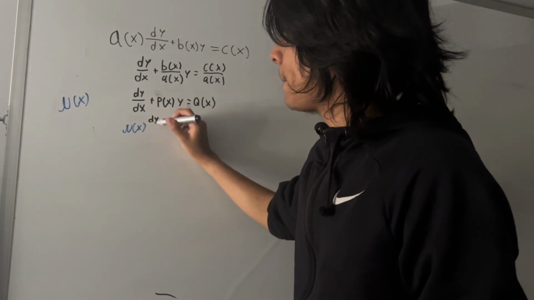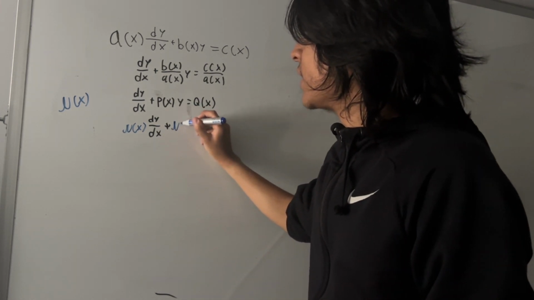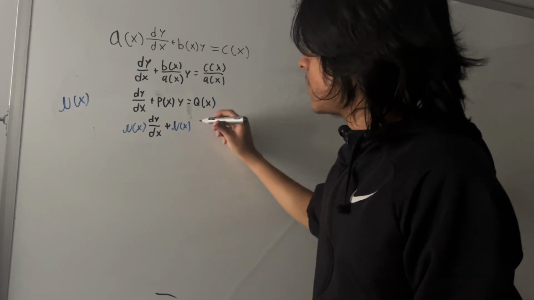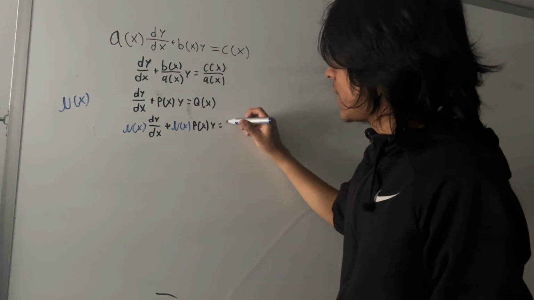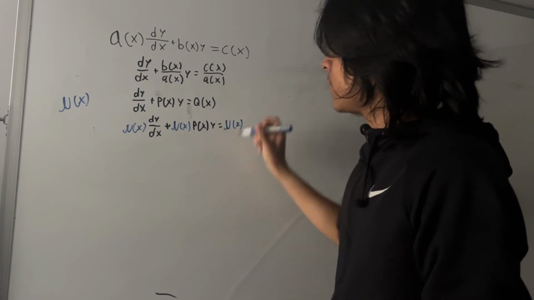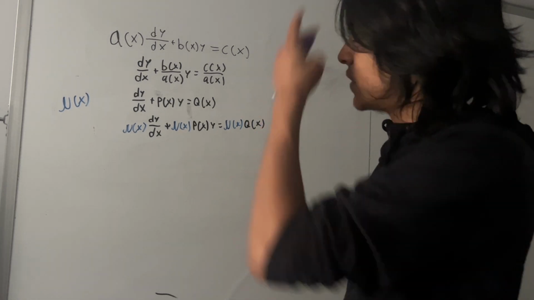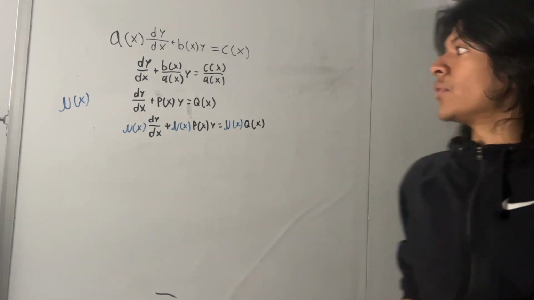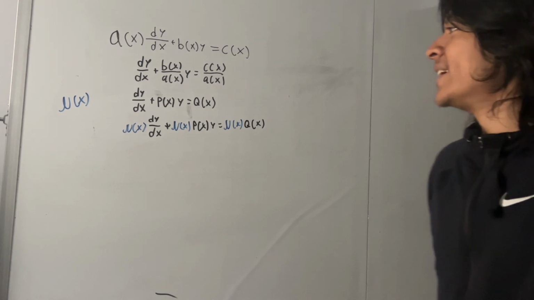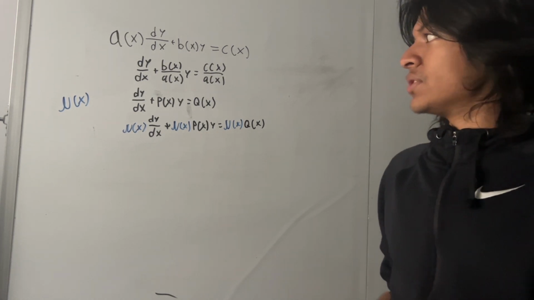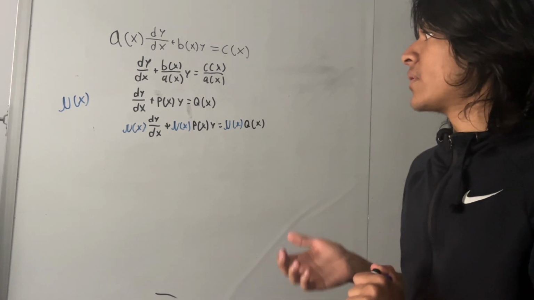dy dx plus u of x times p of x times y. Now we just get this whole thing. Now it does look like we made it worse by introducing this new function u of x. However, when we do this, we could do magic, pretty much. There are a few assumptions that we can make right now.